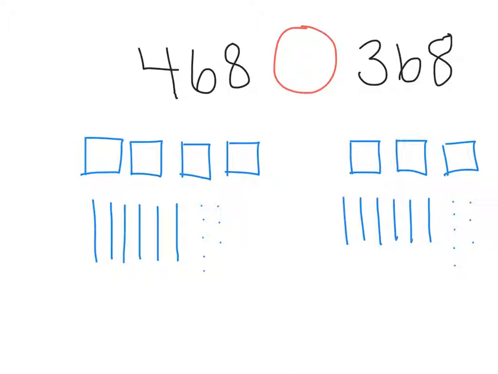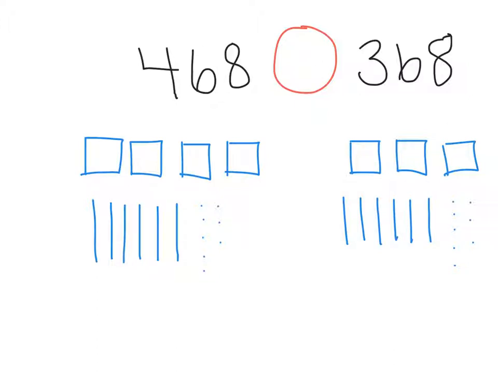You always want to start with the greatest place value, so the greatest place value is the hundreds place. In my first number, I have 400 blocks, and in my second number, I have only 300 blocks. So I know that 468 is greater because it has 400 blocks. It's greater than 368, so I need to write greater than.